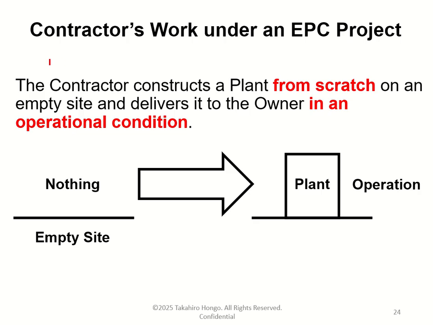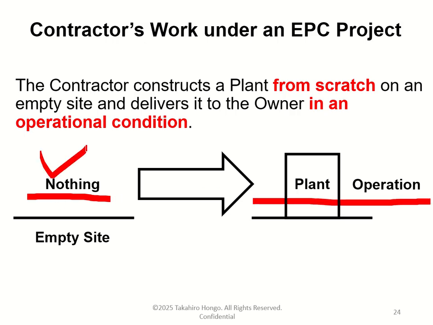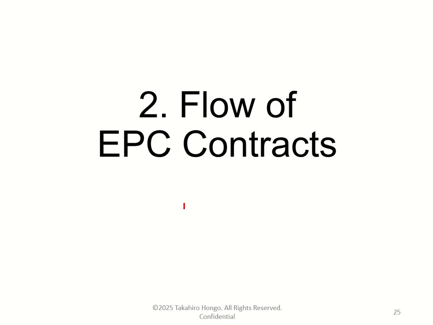Next, the contractor constructs the plant from scratch on an empty site and delivers it to the owner in an operational condition. So please look at this picture. Simply put, from nothing to an operational plant. This is the contractor's work under an EPC project. Do you understand it? Next is the flow of EPC contracts.